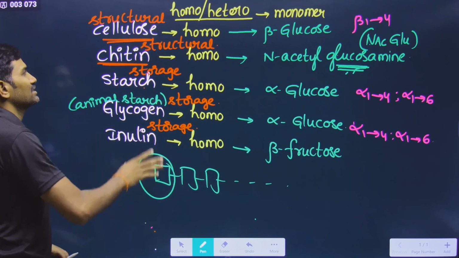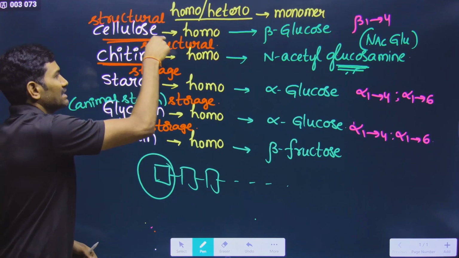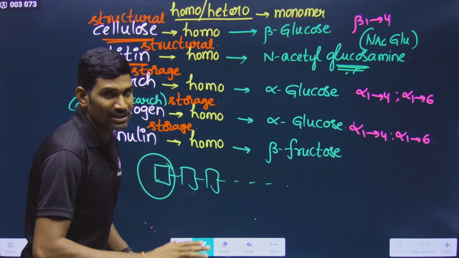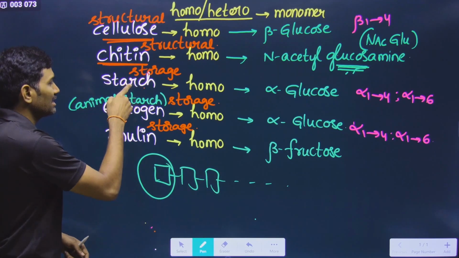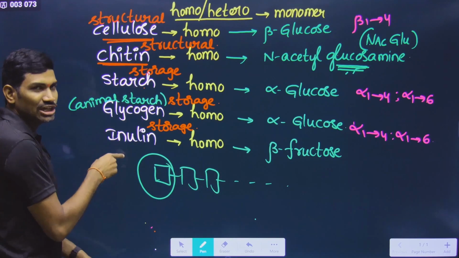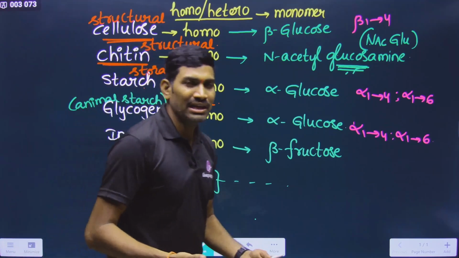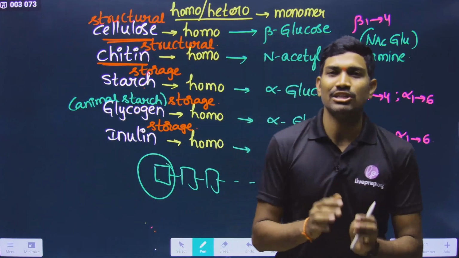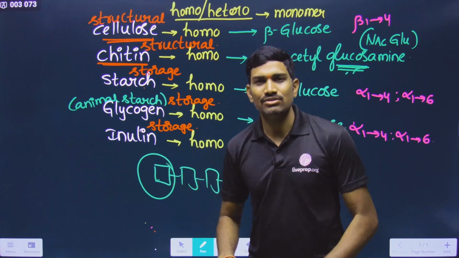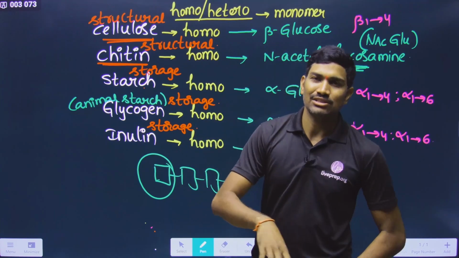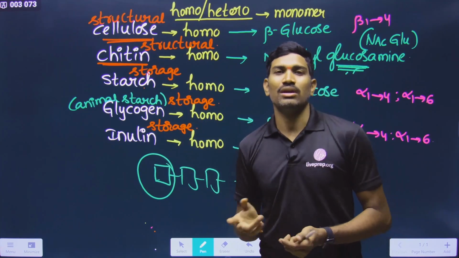Out of these 5 examples, 2 examples, what are those 2? Cellulose and chitin are examples of structural polysaccharides. They are helping in the formation of some structures. And the 3 examples, starch, glycogen and inulin, are examples of storage polysaccharides. In different organisms, some food materials are stored in these forms. Understood or not? In this way, polysaccharides are classified based on their functions into either structural or storage polysaccharides.